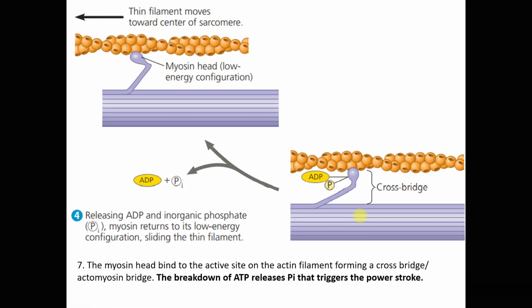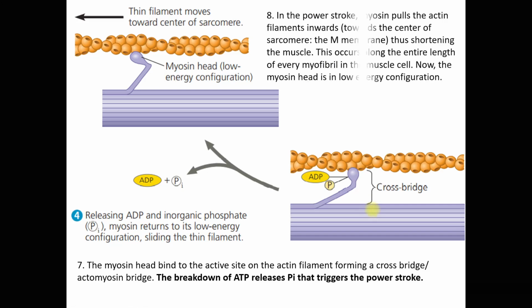Next, the myosin head will bind to the active site or myosin binding site on the actin filament to form a cross bridge, or actomyosin bridge. The breakdown of ATP releases Pi, or inorganic phosphate, that triggers the power stroke. So now I'm going to explain the power stroke. Now in the power stroke, what happens?